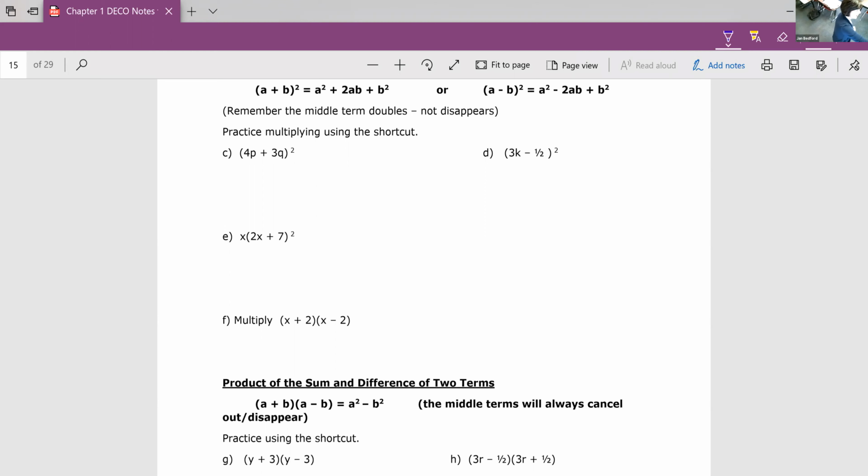So if I have 3k minus 1/2 in parentheses squared, what would be the first thing you ought to do? Multiply it by itself. I'm going to write out what that means without the exponent. So 3k minus 1/2 times another 3k minus 1/2. All right. From here, what would you want to do?